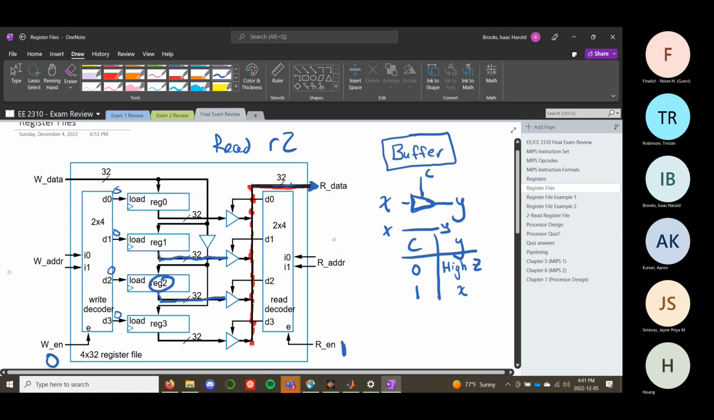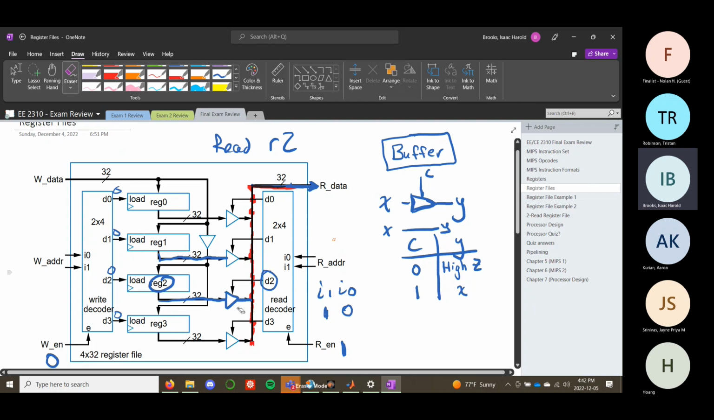So contents of register two already exist on this line without any control signals or anything. And if we want to get them from this line through this buffer to this one, then this D2 signal needs to be high. D2 signal is the output of the decoder. So for D2 to be high, our decoder inputs have to specify D2. When we have two bits, I1 and I0, we can say that I1 is 1 and I0 is 0. That's a binary 2, and that's going to say that D2 is high.